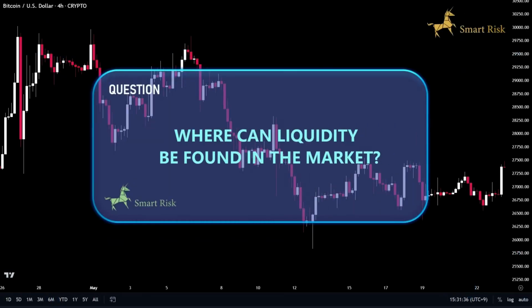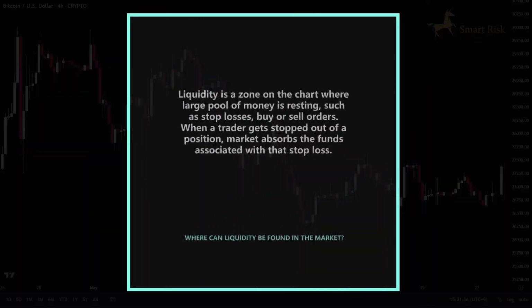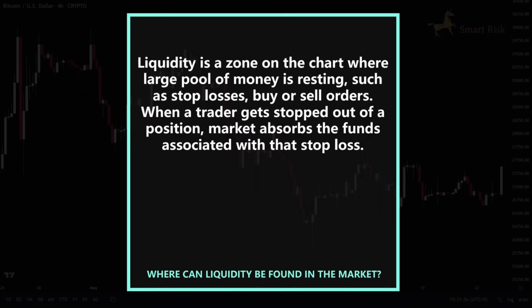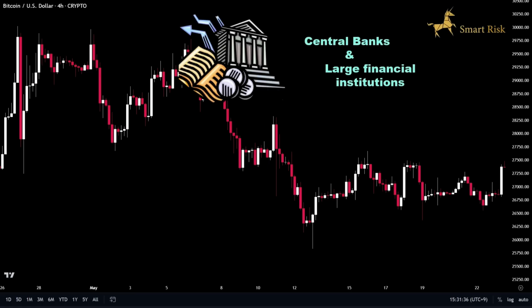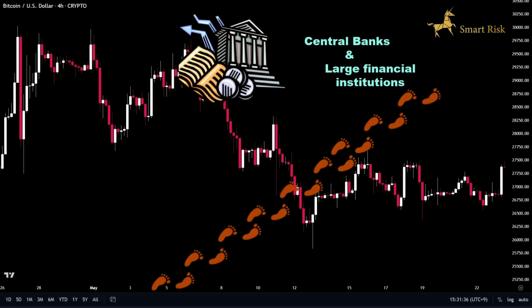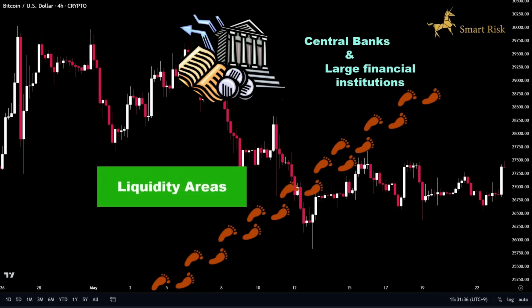Where can liquidity be found in the market? Liquidity is a zone on the chart where a large pool of money is resting, such as stop losses and buy or sell orders. When a trader gets stopped out of a position, the market absorbs the funds associated with that stop loss. It is often speculated that central banks or large financial institutions may manipulate the market, creating scenarios that deceive traders into believing they have a clear understanding of price action. To survive and thrive as a profitable trader, it is crucial to identify liquidity zones on the chart. These areas, where significant volumes of orders are present, can provide insights into market dynamics and help prevent substantial losses.